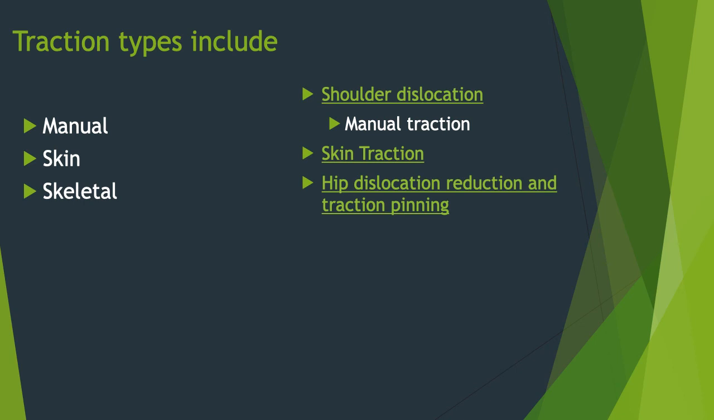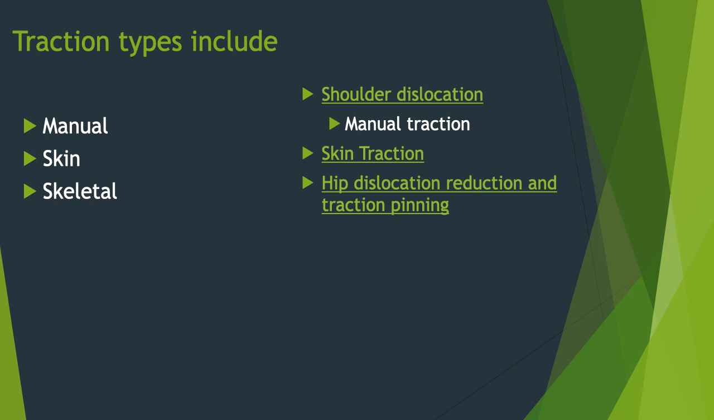There are various forms of traction. There's manual, skin, and skeletal traction. As you see here, I have a shoulder dislocation, which is a manual traction, skin traction, and a hip dislocation reduction and traction pinning. Take a few minutes, click on these links in the PowerPoint and watch these videos, especially those of you who've never seen traction or seen traction applied. It's going to be most helpful to get those visual pictures.